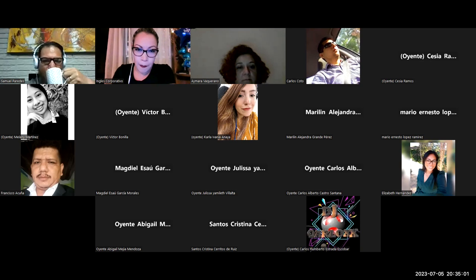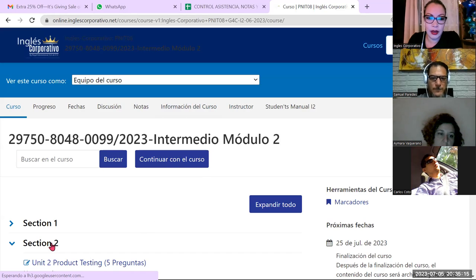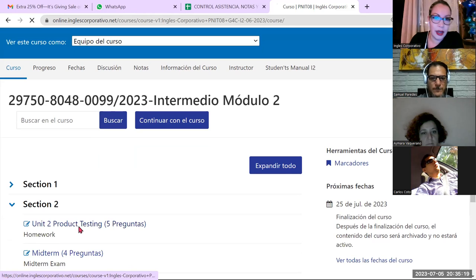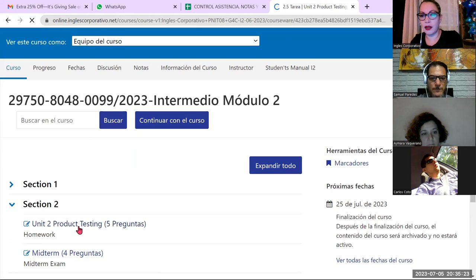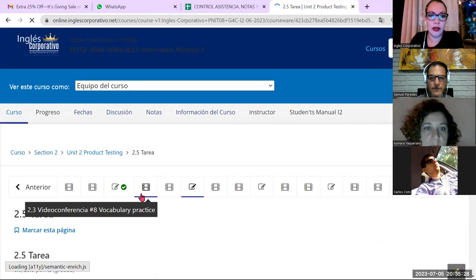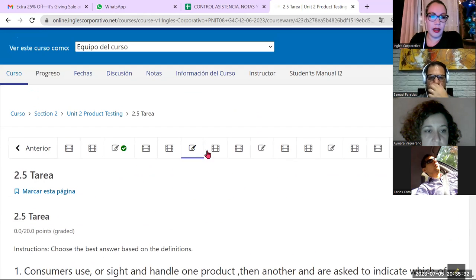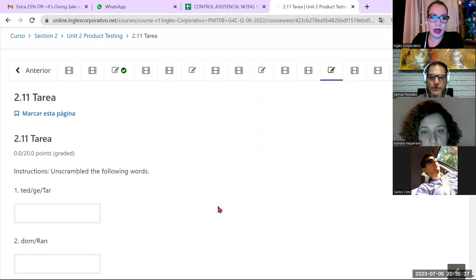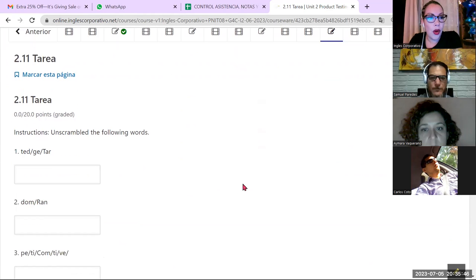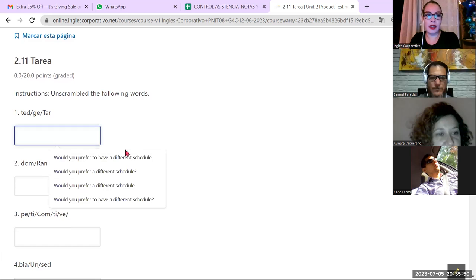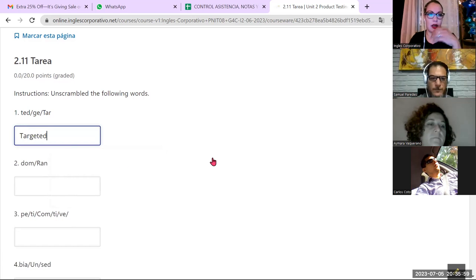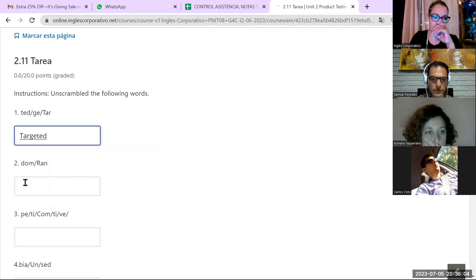Vamos a seguir practicando. Vamos antes al ejercicio que nos estaba preguntando Aymara, era el 2.11, ¿verdad? A ver, yo creo que ya lo habremos hecho tal vez. Igual, aprovechando que estamos por acá, tal vez los demás tengan algún problema con algún ejercicio, podemos revisarlo. 2.11 sería esto. Este dice, unscramble the following words. Tenemos que ponerlas en orden.